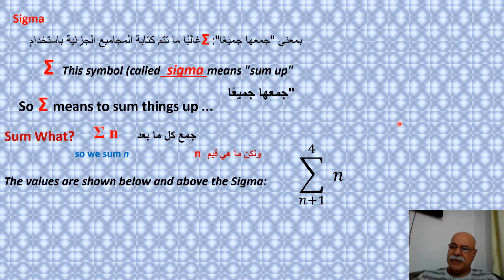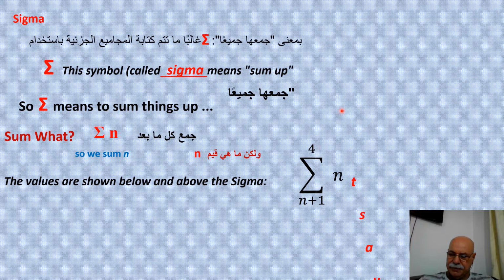You see, this is the index, and this is the element, and this is the end of the numbers. This is called the sigma process. Index, plus element, end of the numbers.